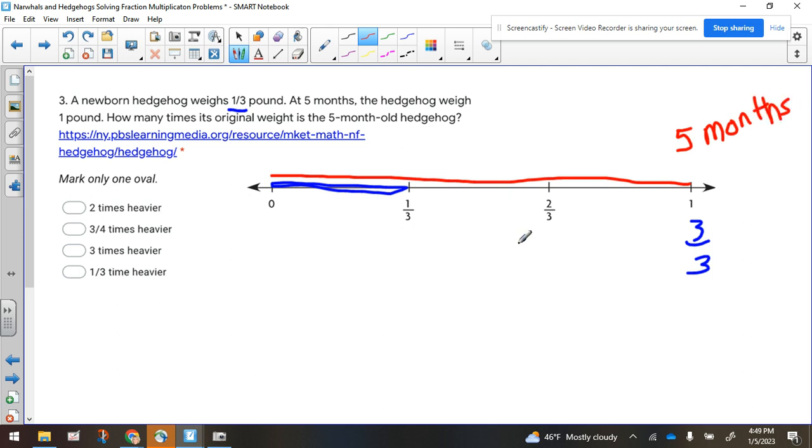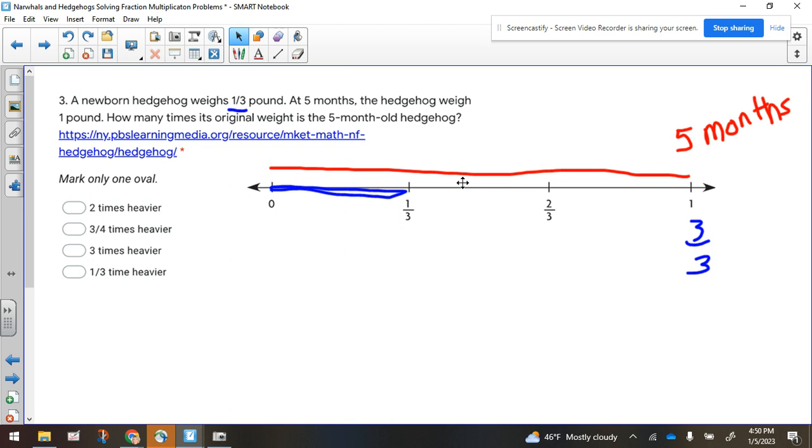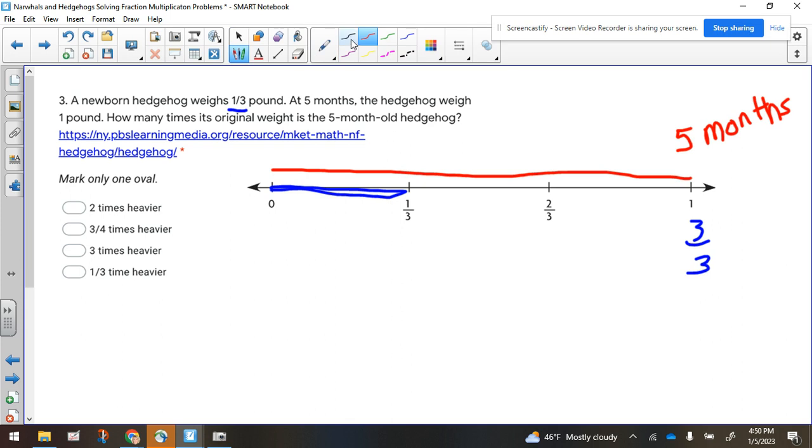All right, so let's make sure we understand what they're asking. They want to know how many times its original weight is the 5-month-old hedgehog. So in other words, what do we have to do to this number here, as far as multiplying, to get this number? Now, I just want to review a strategy called solve a simpler problem, because let's just for a moment pretend that these are whole numbers. Let's pretend that this is 1, this is 2, and this is 3, and that we're not dealing with fractions.